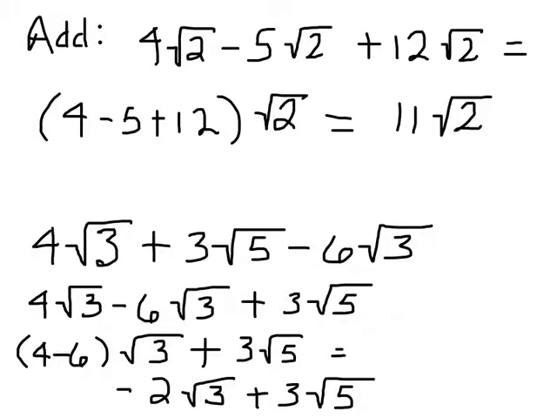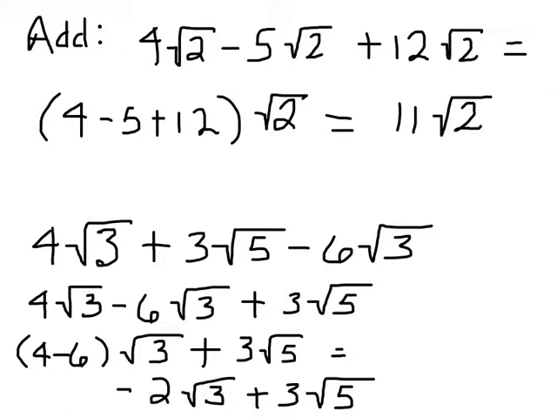Alright, so here, got a little bit longer one. It's got 3 terms, but they're all like terms because they are all square root of 2 terms. So we've got basically 4 minus 5 plus 12. So if we say 4 minus 5, we get negative 1, and negative 1 and positive 12 gives us a positive 11 square root of 2.